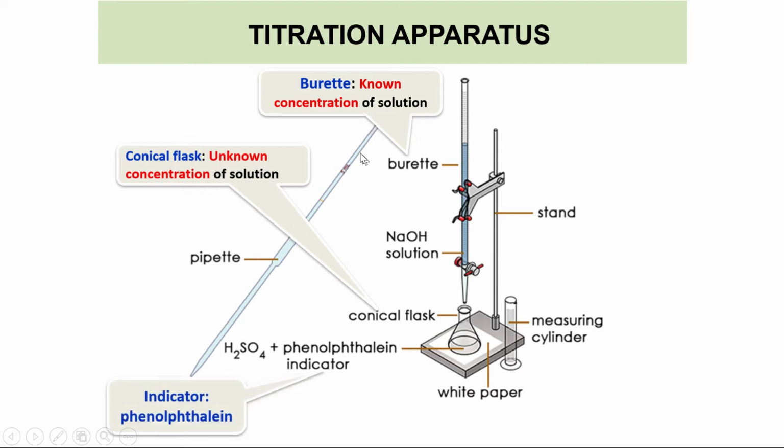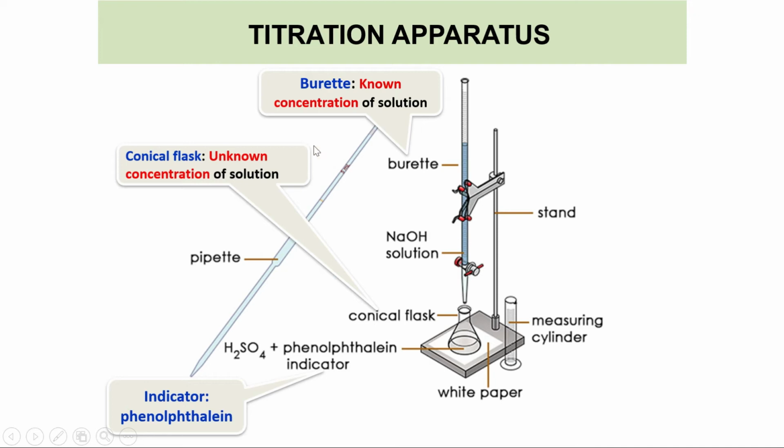And then what is the use of this pipette? This pipette is used to pipette the analyte into the conical flask. And then we also have the indicator. This is very important. For example, here we have phenolphthalein. It is not necessarily phenolphthalein. You must use a suitable indicator according to your type of neutralization. So this is the basic build-up.